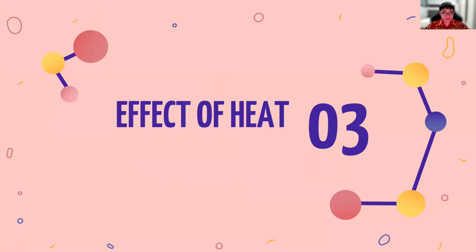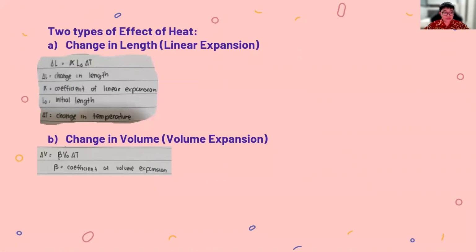For the third, we have the effect of heat. There are two types of effect of heat. For the first one, there is linear expansion, or the change in length. As you can see, the formula for the change in length is equal to the coefficient of linear expansion times the initial length times the change in temperature. For the second one, we have change in volume, or volume expansion. The formula is the coefficient of volume expansion times the initial volume times the change in temperature.